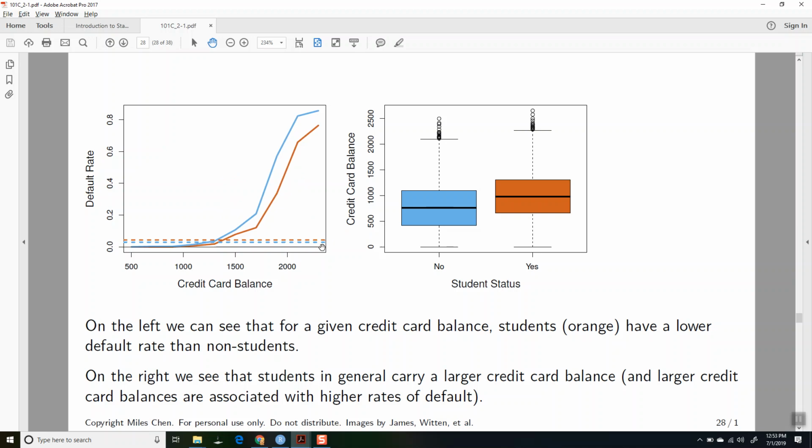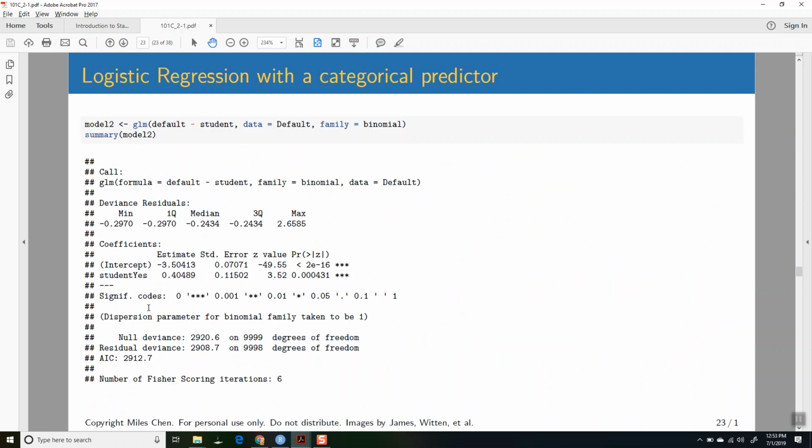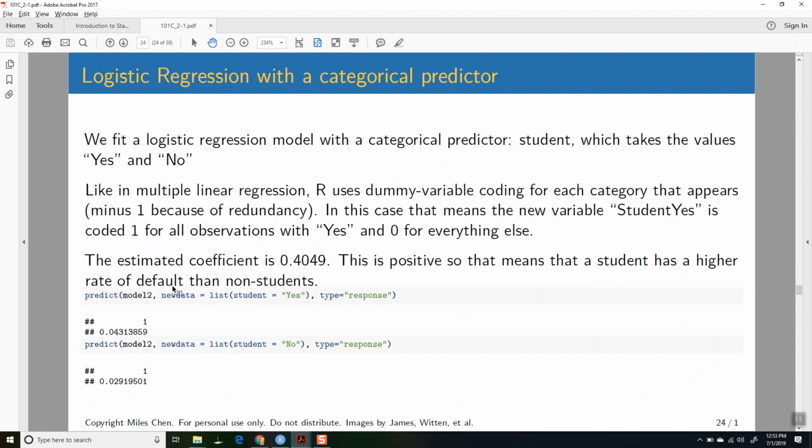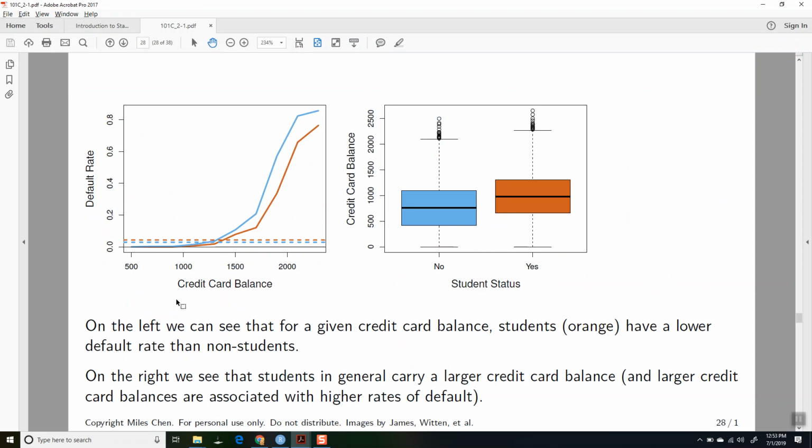So does that kind of make sense, what's happening? Here we're getting a negative value for student, and over here we're getting a positive value for student. It's because this one takes into account the balance. So given a certain balance, being a student makes you less likely to default. Whereas if we don't know anything about you and we just know that you're a student, then we can start to assume that you have a higher credit card balance, and knowing that you have a higher credit card balance will then make you more likely to default.